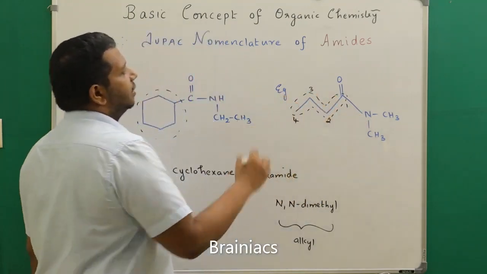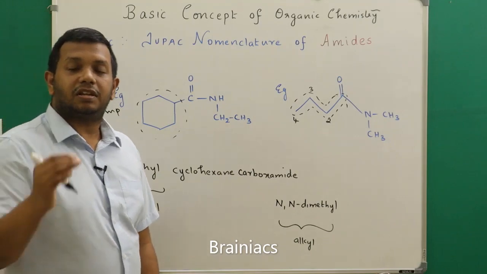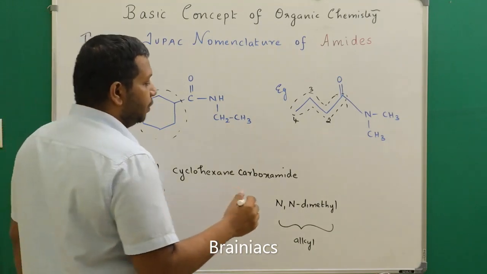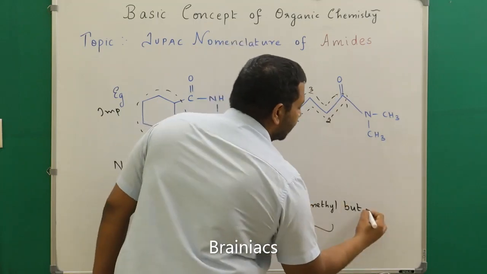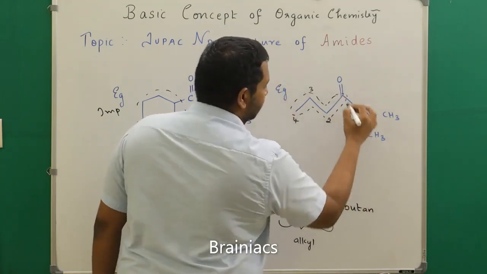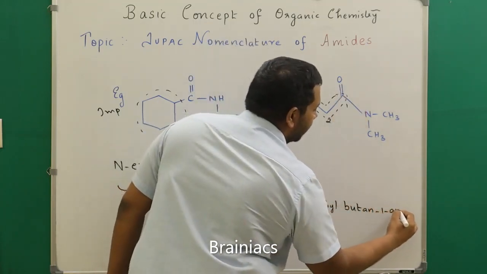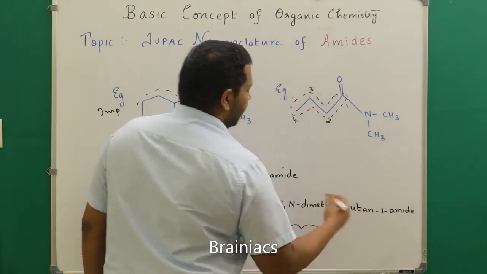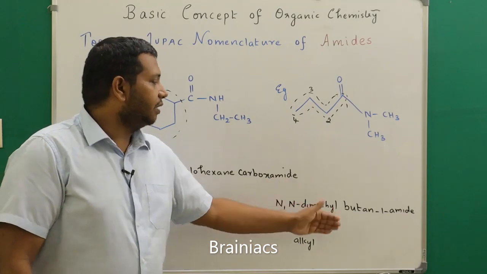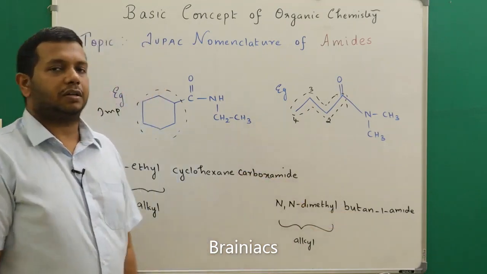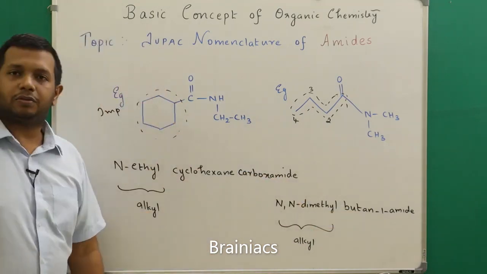So 4 carbon atoms are there, which means the word root is but. All are linked through single bonds, so I can say butane. At first position you have the amide: butane 1 amide. So I can either say N,N-dimethyl butanamide or N,N-dimethyl butane 1 amide. Both are correct. Okay, I hope you understood.